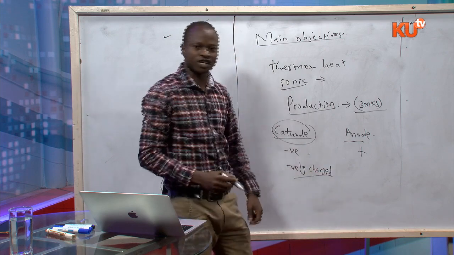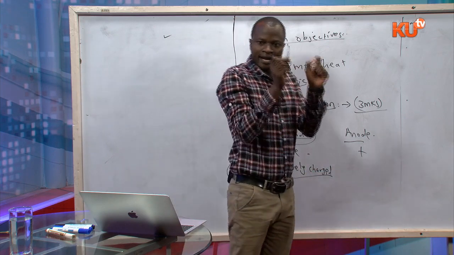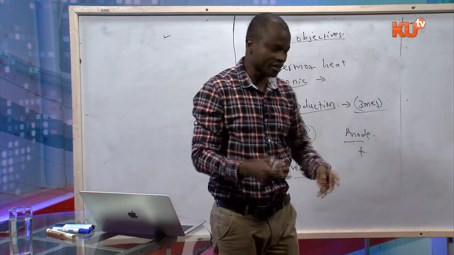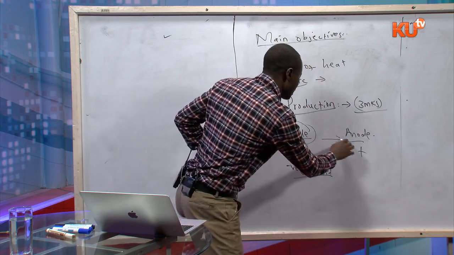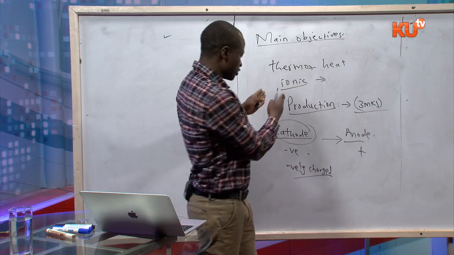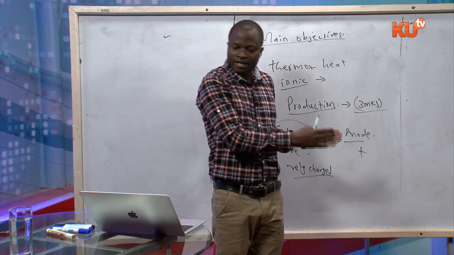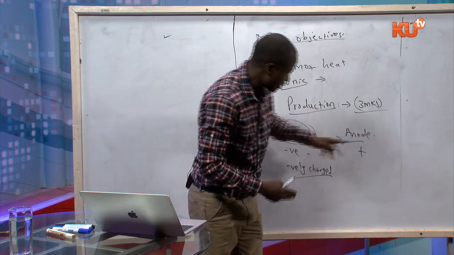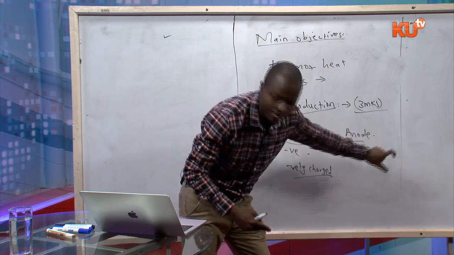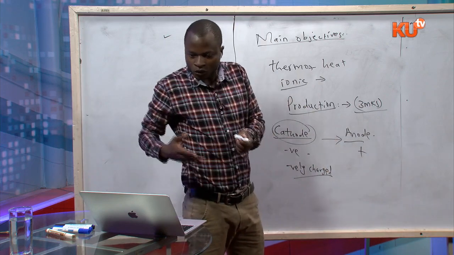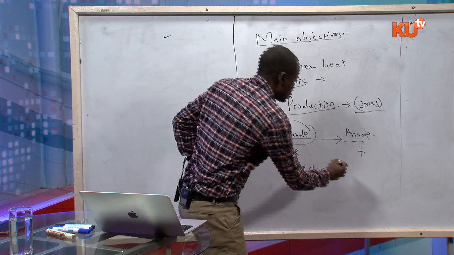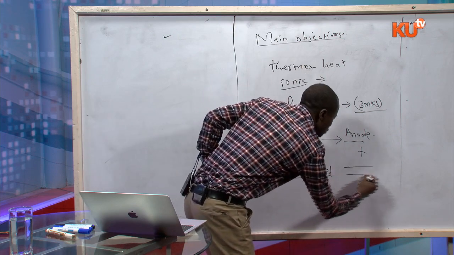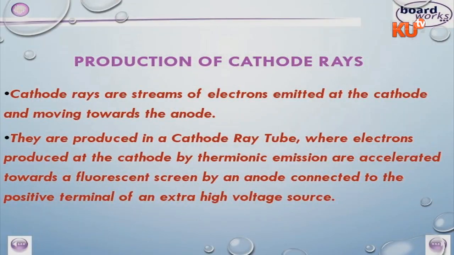By the basic law of charges, unlike charges will attract. Therefore, they are attracted towards what? The anode. So they are produced at the cathode, then they start moving towards the anode. They are attracted towards the anode. Therefore, that stream of electrons, they are moving together to form something like a beam. But it's not a beam of light, but a beam of electrons.